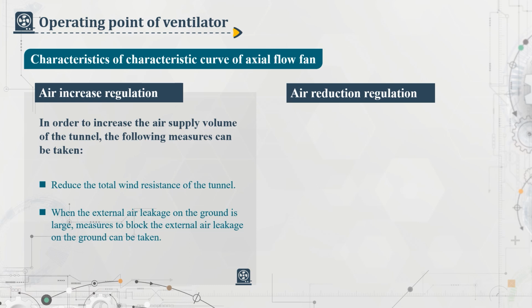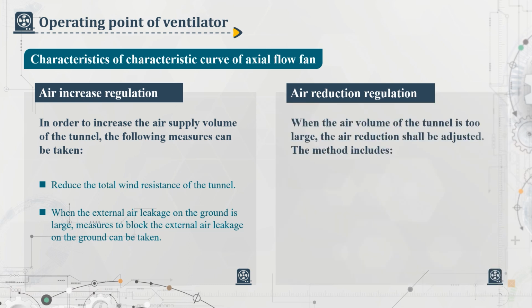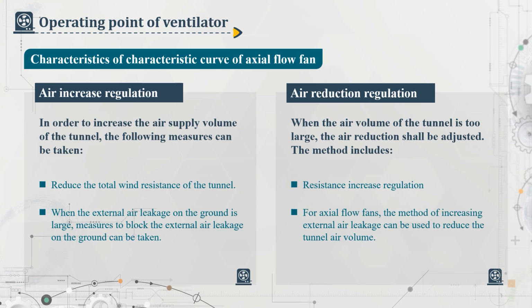Air reduction regulation. When the air volume of the tunnel is too large, the air volume shall be adjusted. The methods include: 1. Resistance increase regulation. 2. For axial flow fans, the method of increasing external air leakage can be used to reduce the tunnel air volume.